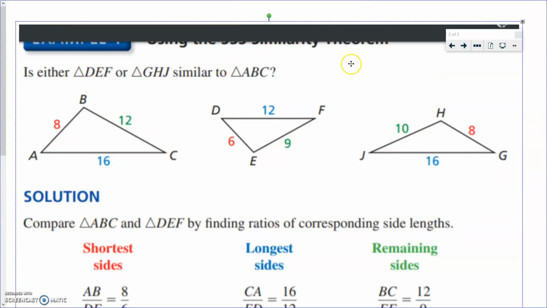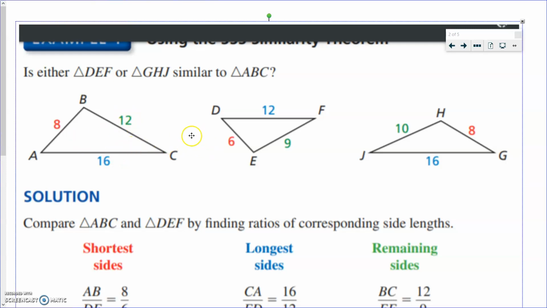This is example 1. We're running out of time, so let's move. Is either triangle DEF or triangle GHJ similar to triangle ABC? So how are we going to look at this? Here's ABC. This is the one we're starting with, and we want to see if either of these are similar. We're going to set up ratios, and notice 8 is our shortest side, 16 is our longest, and 12 is our middle.